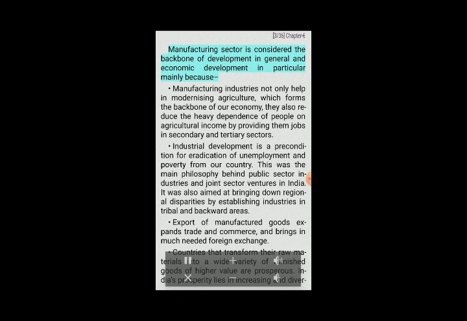Importance of manufacturing. Manufacturing sector is considered the backbone of development in general and economic development in particular, mainly because manufacturing industries not only help in modernizing agriculture, which forms the backbone of our economy, they also reduce the heavy dependence of people on agricultural income by providing them jobs in secondary and tertiary sectors. Industrial development is a precondition for eradication of unemployment and poverty from our country.